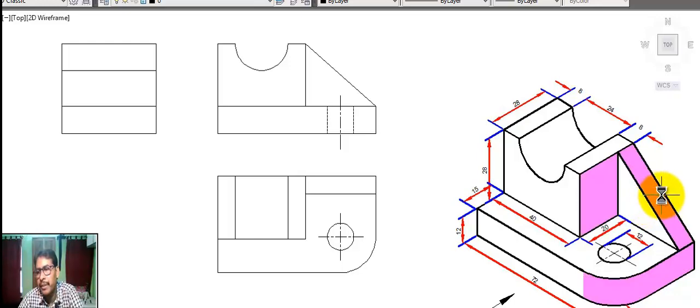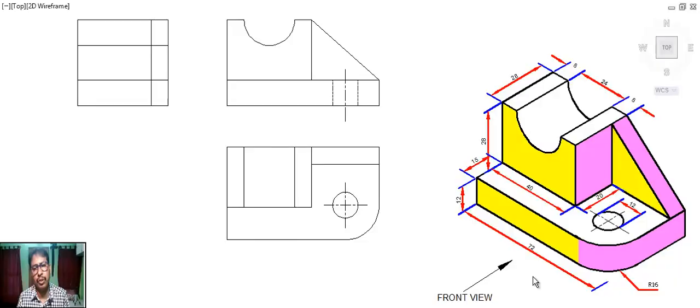There is a parallel line of 8 millimeter. This distance is 8 millimeter. So draw a parallel line 8 millimeter. This is 8 millimeter. We draw a parallel line. This is 15 millimeter, so we draw a parallel line at 15 millimeter distance. This is 15, okay.